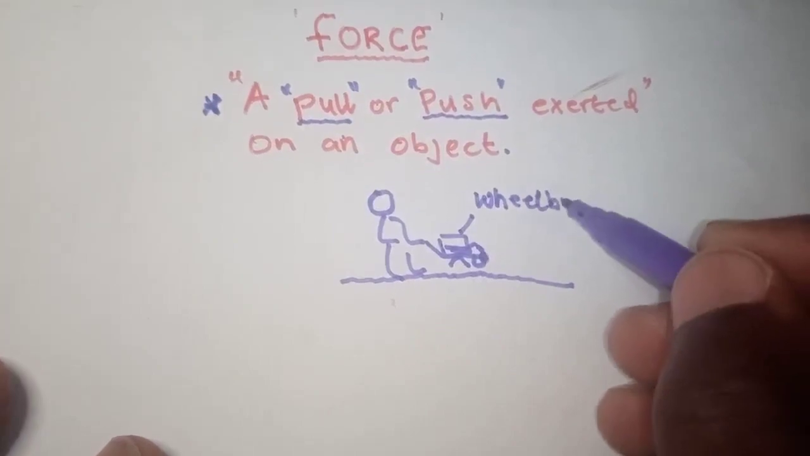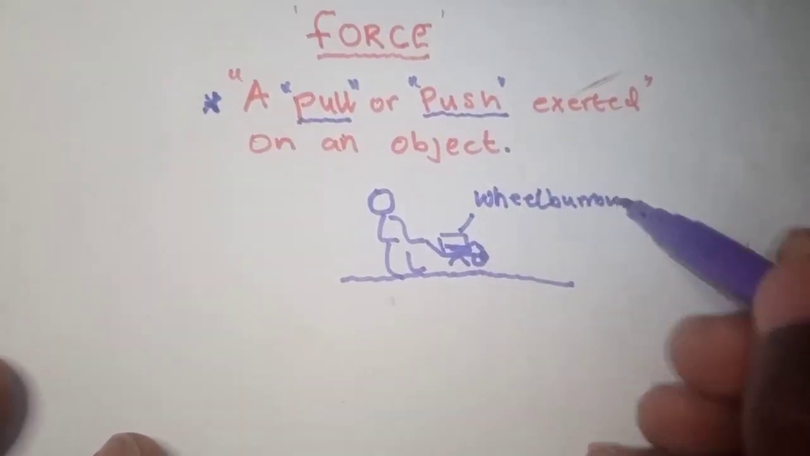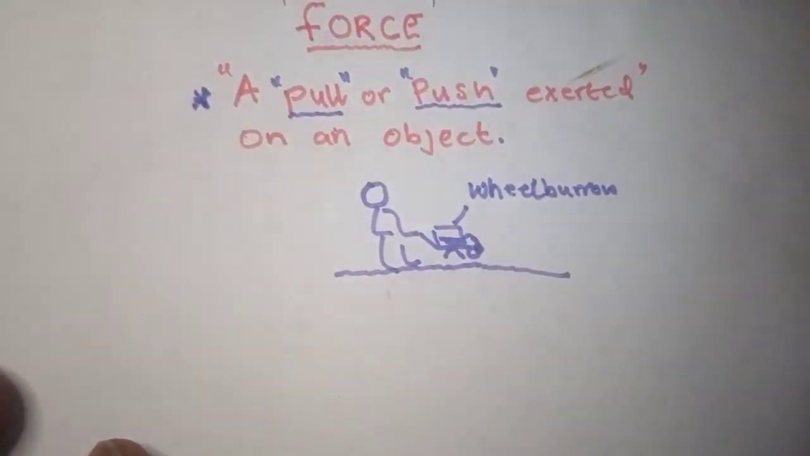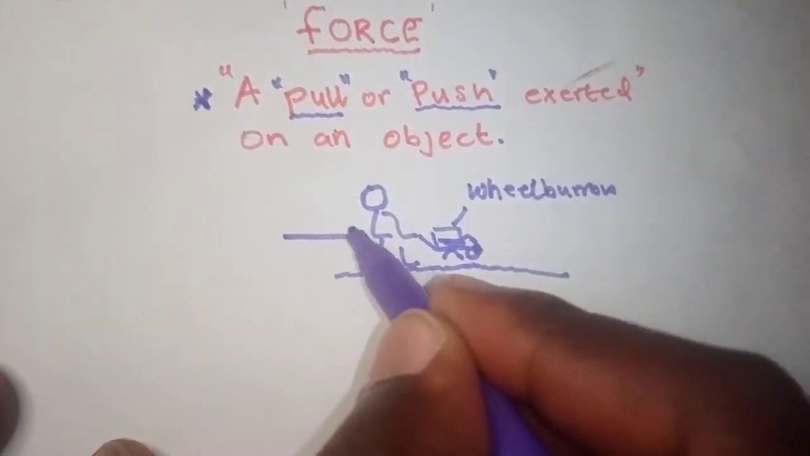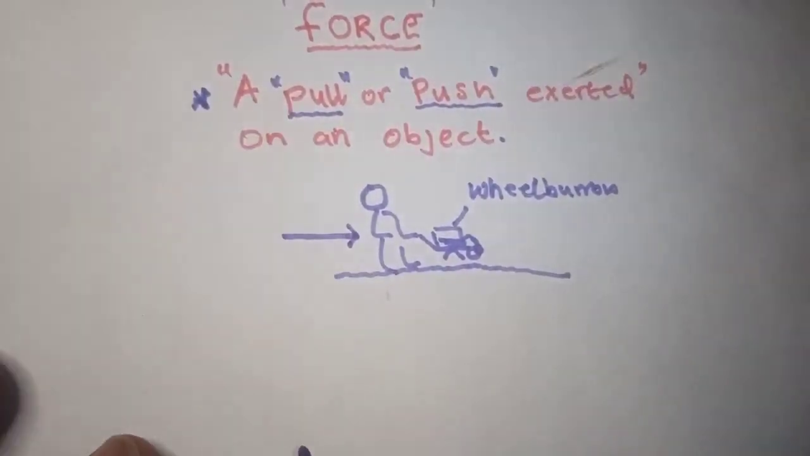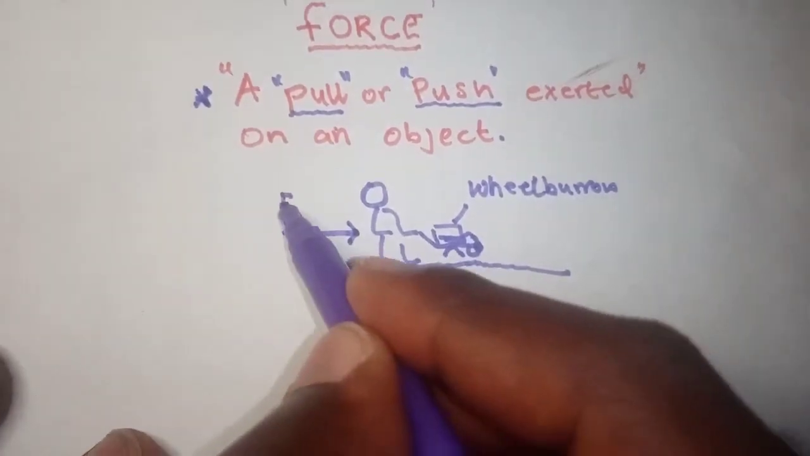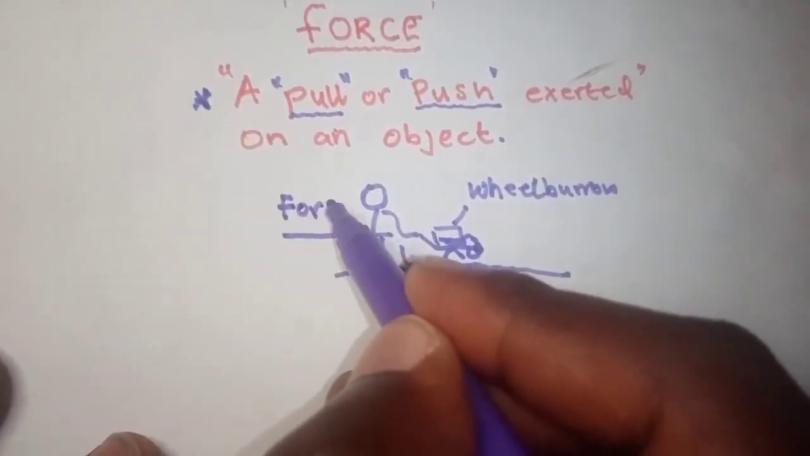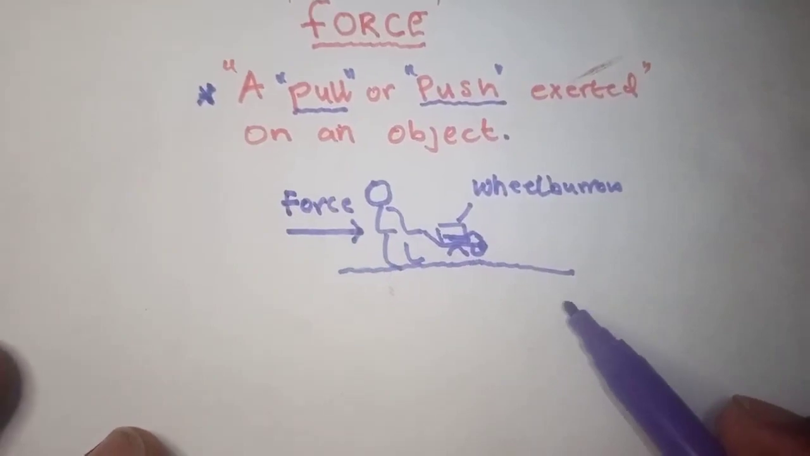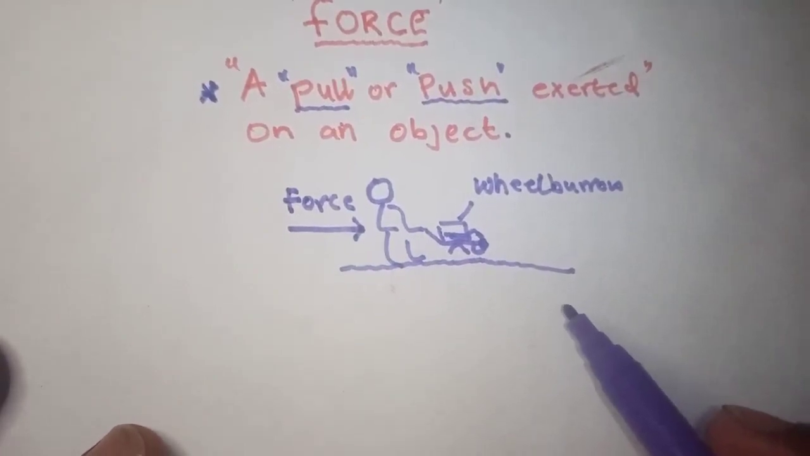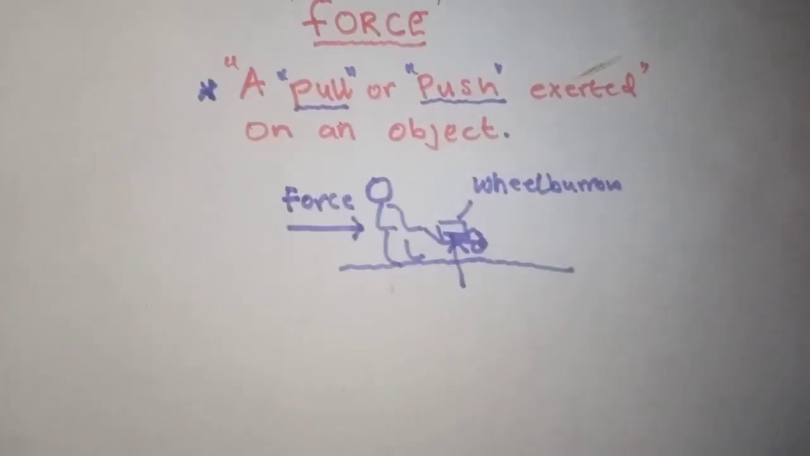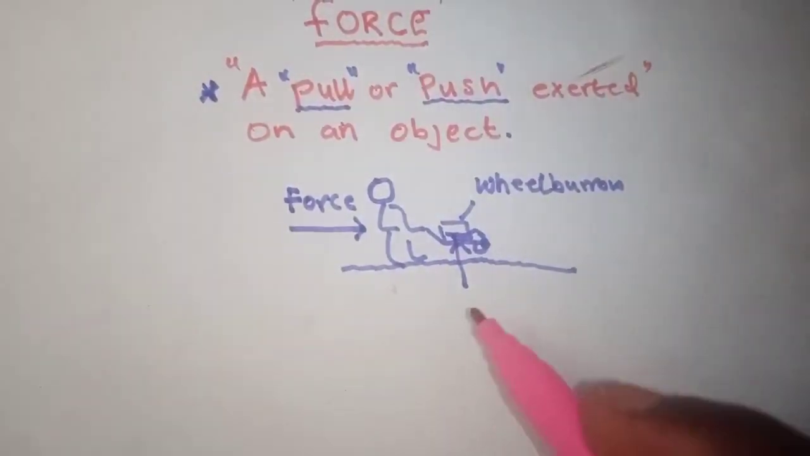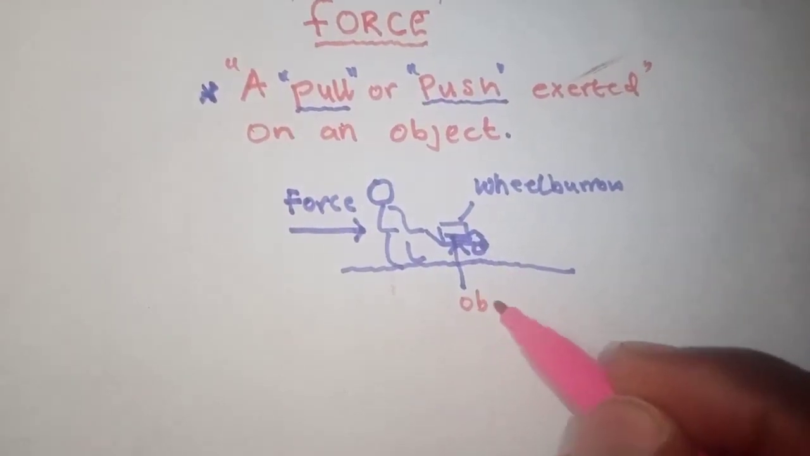Okay, so as the person pushes the wheelbarrow in this direction, this person is applying a force in this direction. So you find that this is the object, the object that the force is being applied on.